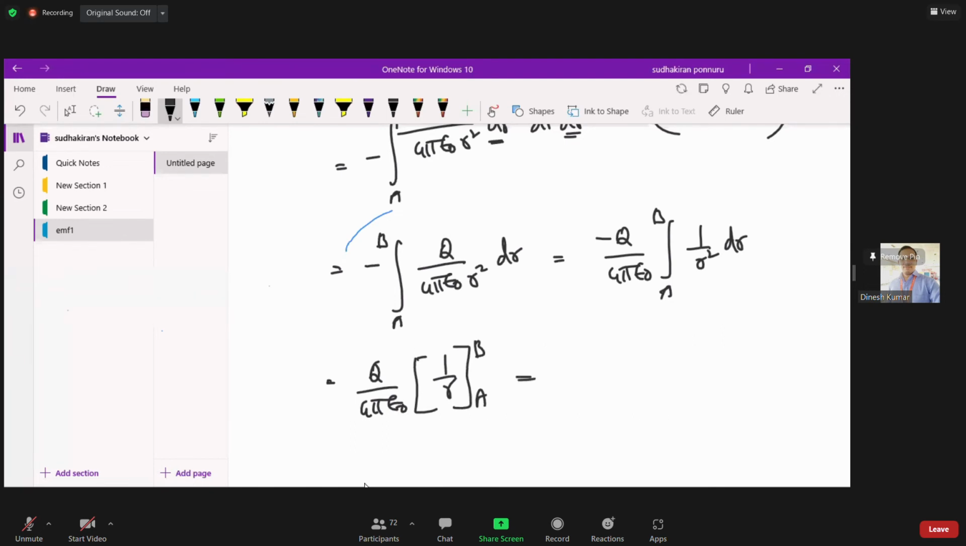So this is equal to what? Q divided by 4 pi epsilon naught, upper limit 1 by B minus 1 by A. See here, in place of R, you should not write it as 1 by B minus 1 by A. If you write it, this will become wrong. So why is that?